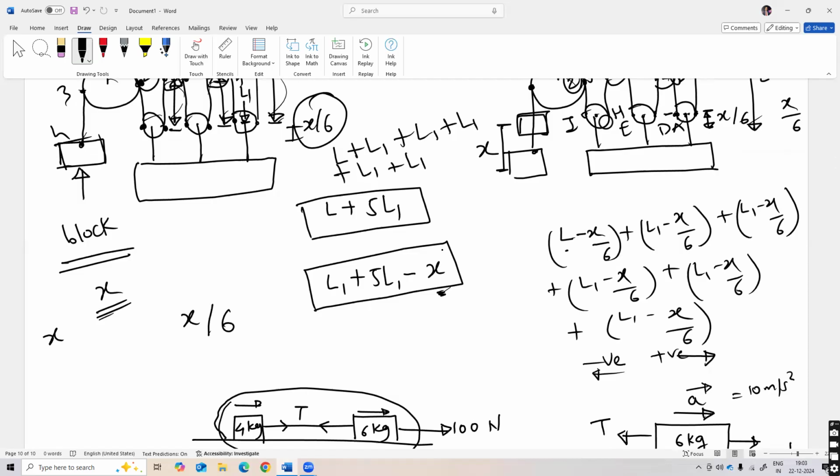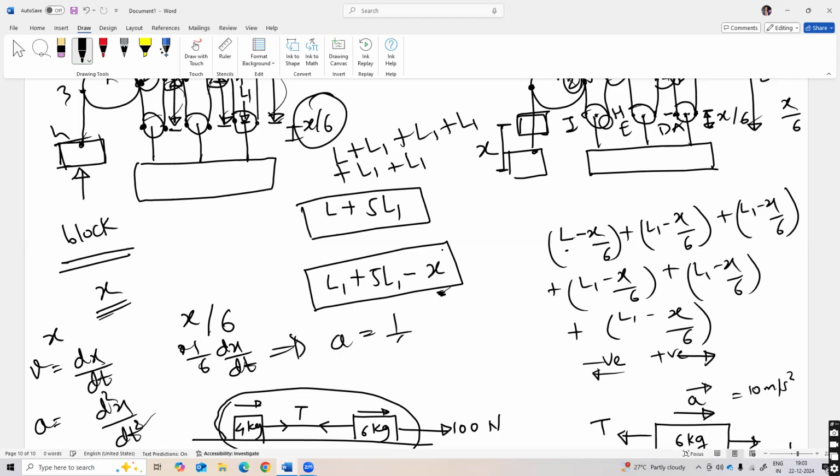So this is distance, or basically displacement. Its first differentiation is velocity, so it is dx upon dt, and for the pulleys it is 1 upon 6 dx upon dt. Its second differentiation, the second derivative, is acceleration, which is d square x by dt square, and for the pulleys it is 1 upon 6 d square x by dt square.